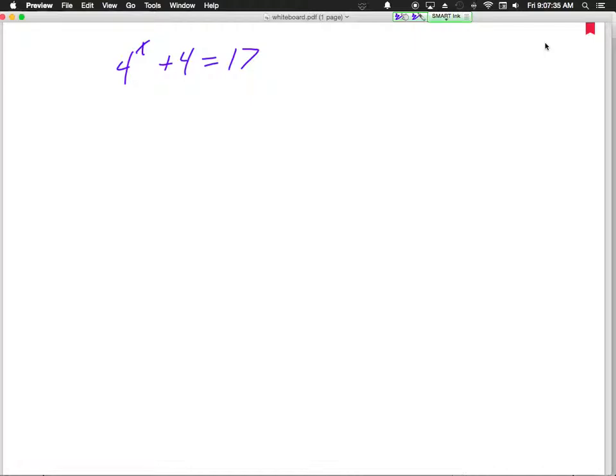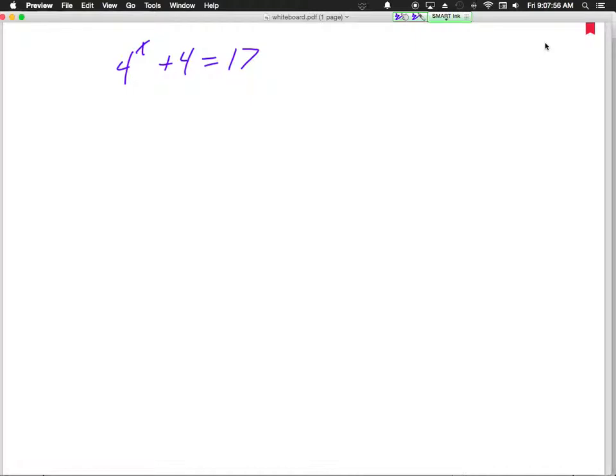Alright, so our third type of exponential equation is 4 to the x plus 4 equals 17. So what do we notice about this one? There's only an exponent on one side. There's only one exponential part. Make sure you notice that's the main difference between the first two. On this one, there's only one exponential part.